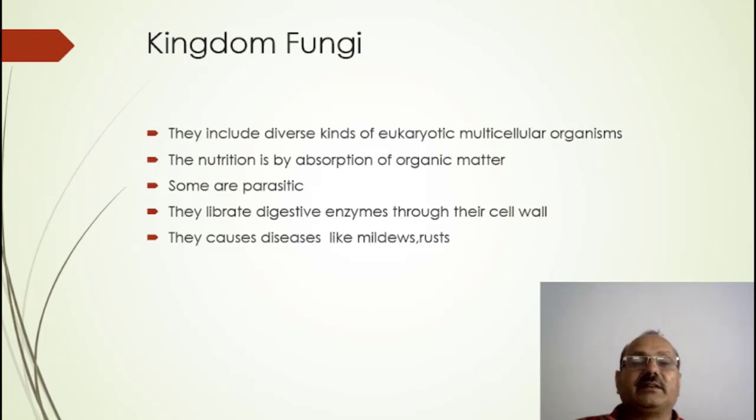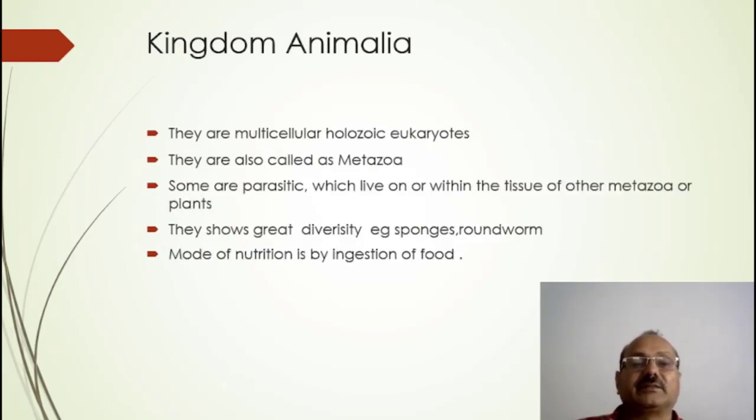Next kingdom is called kingdom Fungi. The organisms of this kingdom include diverse kinds of eukaryotic multicellular organisms. The nutrition is by absorption of organic matter. Some are parasitic, so they liberate digestive enzymes through their cell wall. They cause diseases like mildew, rust, etc. Some fungi are beneficial, but the majority of the fungi are harmful, which cause different diseases.